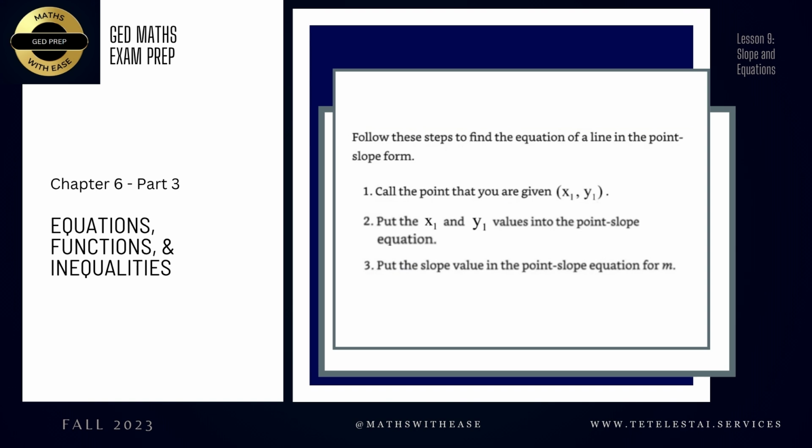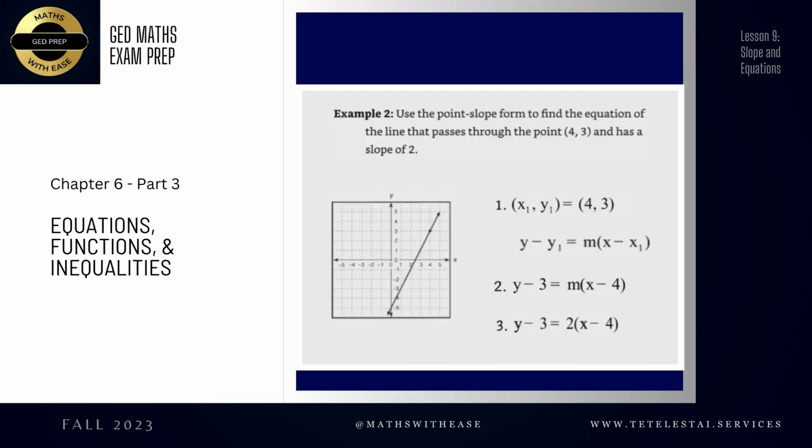The first thing you want to do is call the point that you're given x1, y1, and then put the x1 and y1 values into the point slope equation, and then put the slope value in the point slope equation for m. Okay, and I know it might sound like gibberish, but it will make more sense when we do some examples. So here we're being told to use the point slope form to find the equation of the line that passes through the point (4, 3) and has a slope of 2.